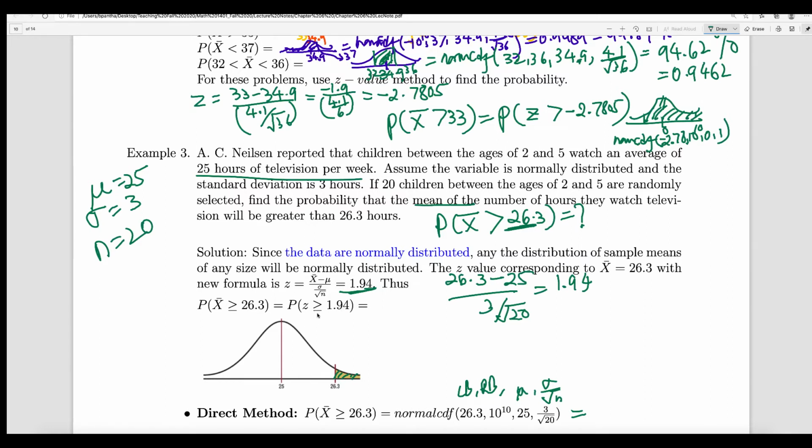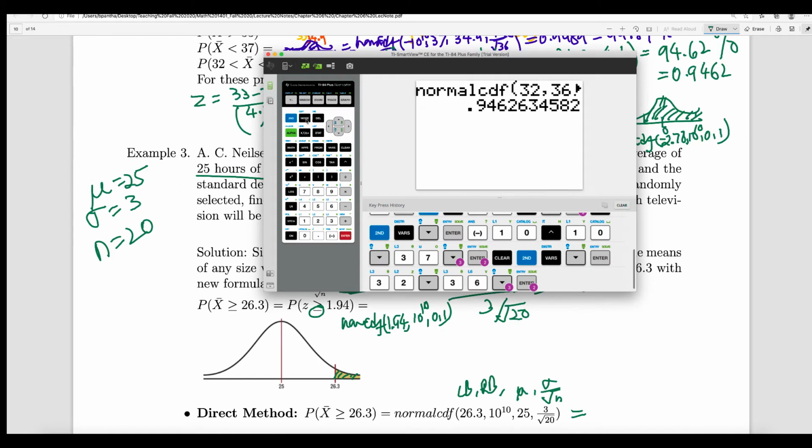Sometimes you will see just greater than, and sometimes you will see greater or equal to. It does not matter. For both you will get the same answer. So for 1.94, you use normal CDF, left bound is 1.94, right bound is 10 to the 10, and then 0 and 1, because I'm using the z-value method here. If you want to use the direct method, you can just use the calculator. Let us find out those values. Either way you'll get the same answer.